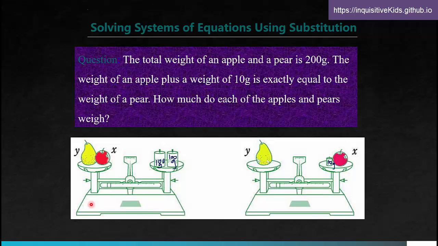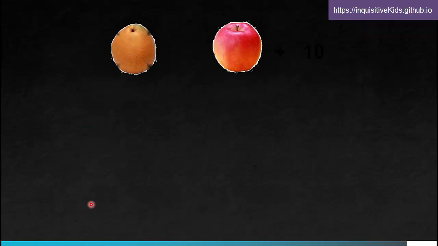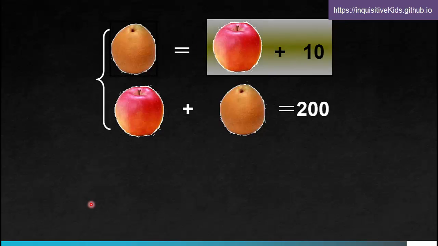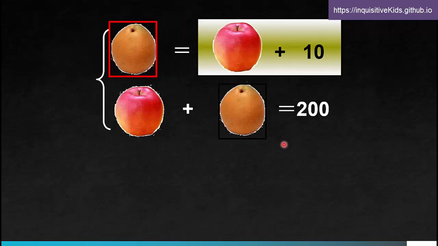How can we turn this into mathematical language? Well, first we have the two variables, and the scale we can think of as an equation, right? So it's the equivalent symbol. So we have a pear and an apple. We know that one pear is equal to the apple plus 10, and we know that an apple plus a pear is equal to 200. Both the pear here and the pear here have the same weight.